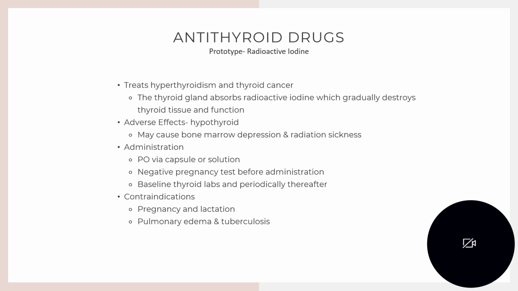It is given PO by capsule or solution. Very, very important before I give this medication that my patient has a negative pregnancy test, and that they also are doing what? They can't take it while they're pregnant, so they have to be on some sort of birth control. Okay, so they're going to have more frequent tests to make sure that they aren't pregnant, because that can be harmful to their baby.